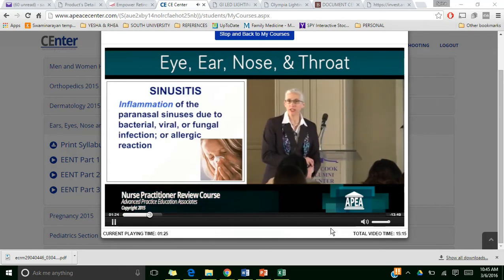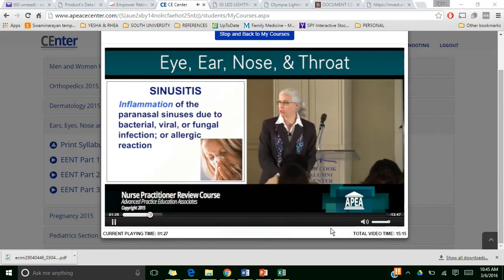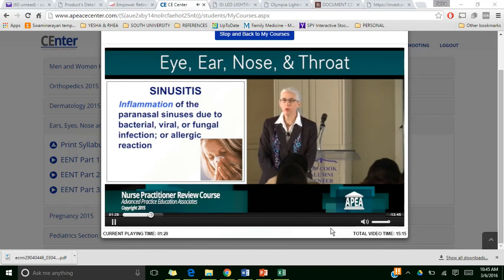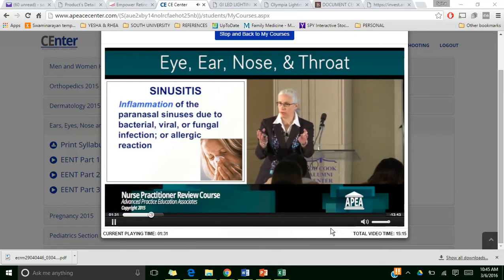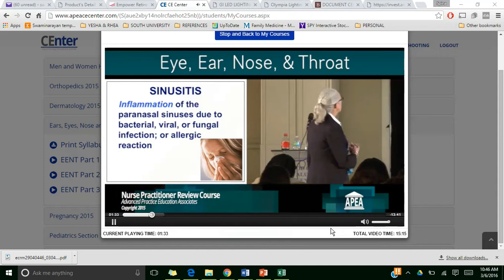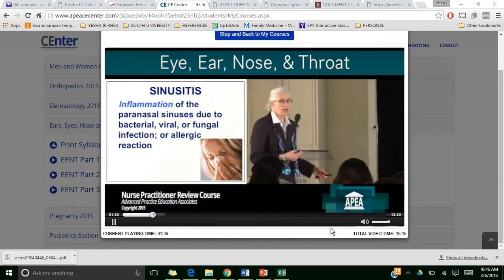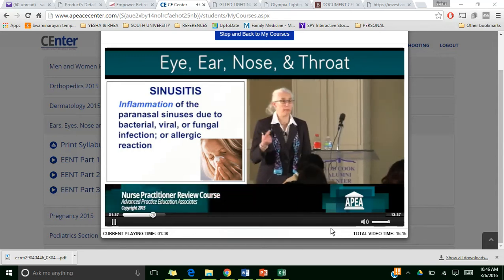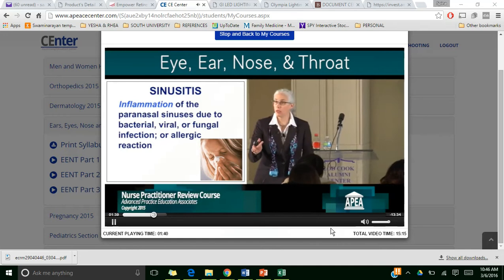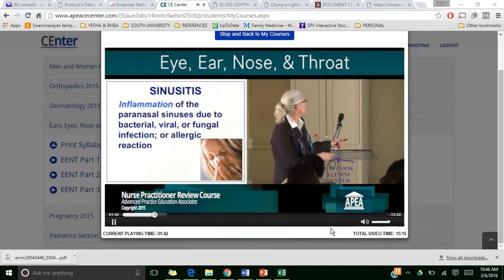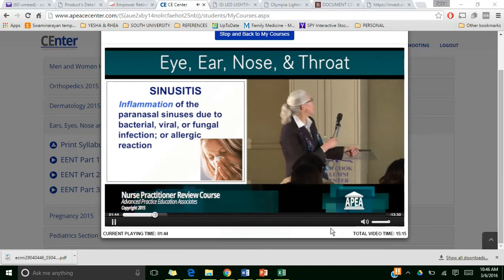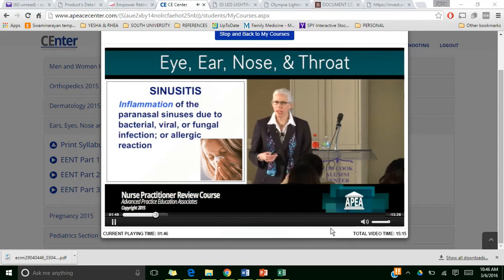Sinusitis does not always mean infection of the sinus cavities. When a word ends in itis, what do you think of? Inflammation, and that's exactly what you think of with sinusitis. The inflammation can be produced by a bacteria, a virus, or an allergic sinusitis. So don't forget to include that one in your differential.